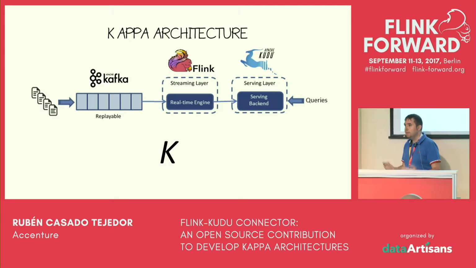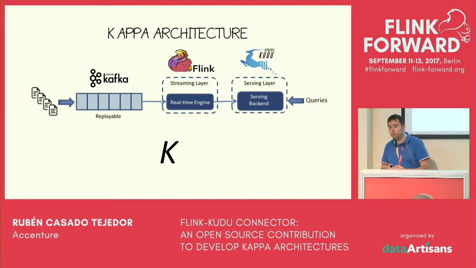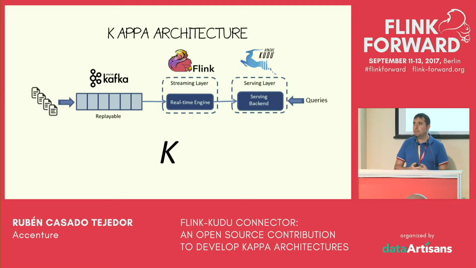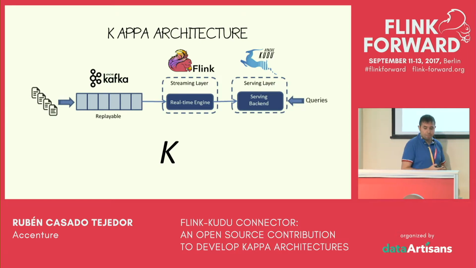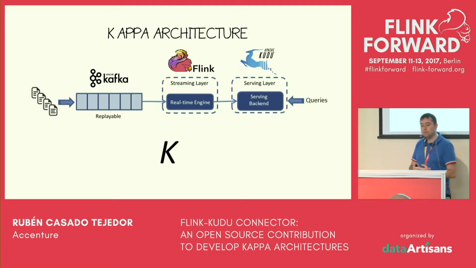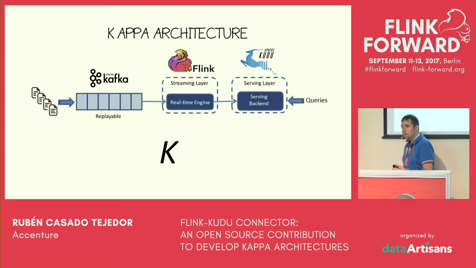Okay, how can we implement a Kappa architecture? Of course, there are plenty of alternatives. There are very good technologies out there to use. But this is, we think, quite an interesting approach. Of course, we have Kafka, because it's a very good technology to manage the streaming data, but also to replay the information if we need it. We have Flink as the streaming engine, since it's the most advanced streaming engine right now. And we think that Apache Kudu is quite an interesting technology for the serving layer.